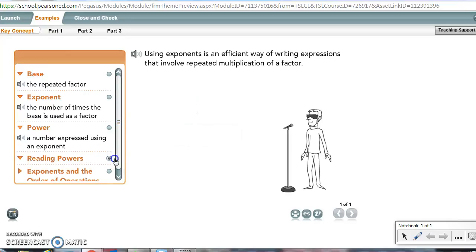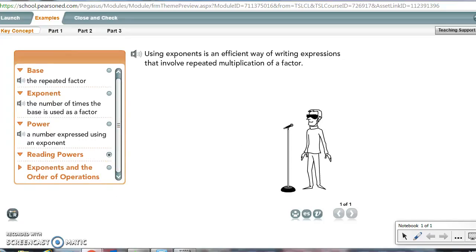Reading powers. Don't fight the power. Read the power. To the first, to the second, to the third, fourth, fifth. Read the power.